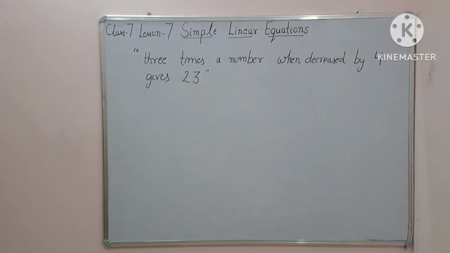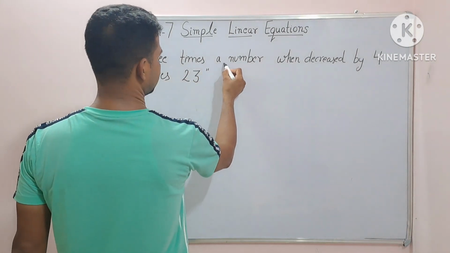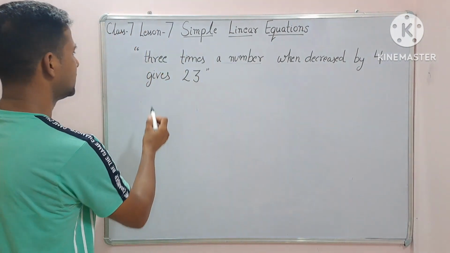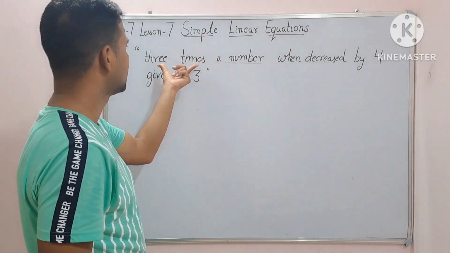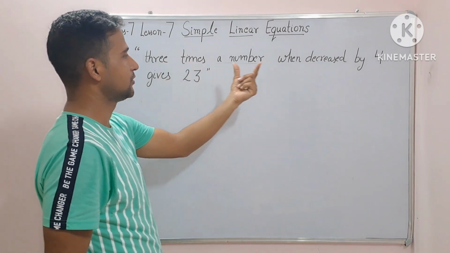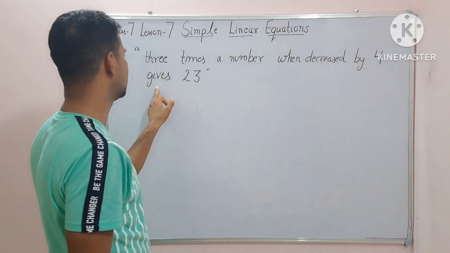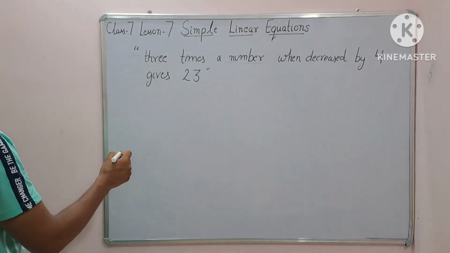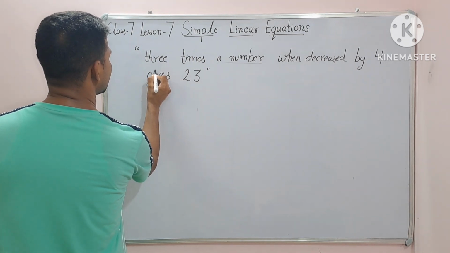Now read the next statement. 3 times a number when decreased by 4 gives 23. कोई एक नंबर है, उसका 3 टाइम्स, उससे डिक्रीज करते हैं हम 4, ओके, gives 23. This is a statement. Convert this in equation form.